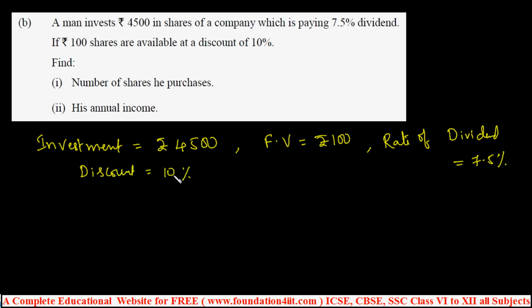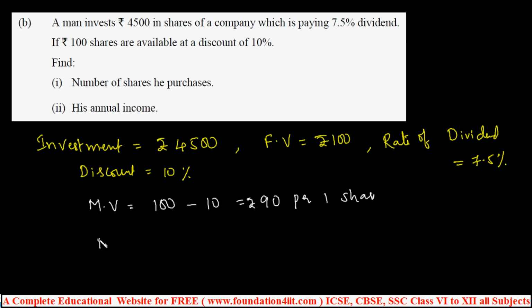Discount is 10%. Now we need to find out the number of shares. To find that, we need the market value of one share. The face value is 100 with a 10% discount. That means 100 minus 10% of the face value, that is 10. 100 minus 10 is 90. Market value is rupees 90 per share.